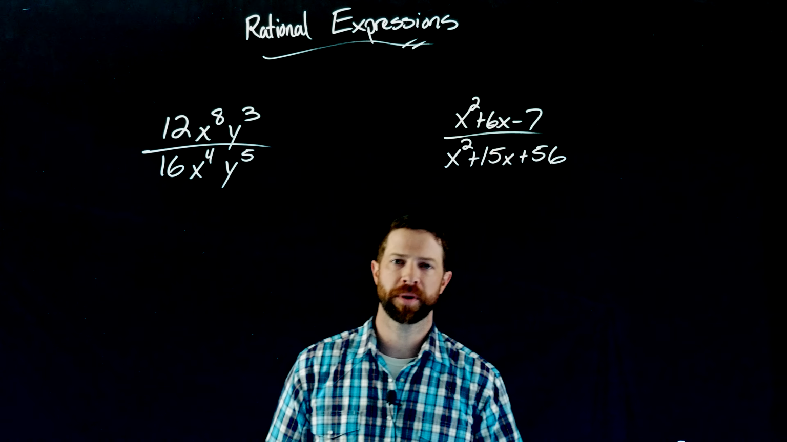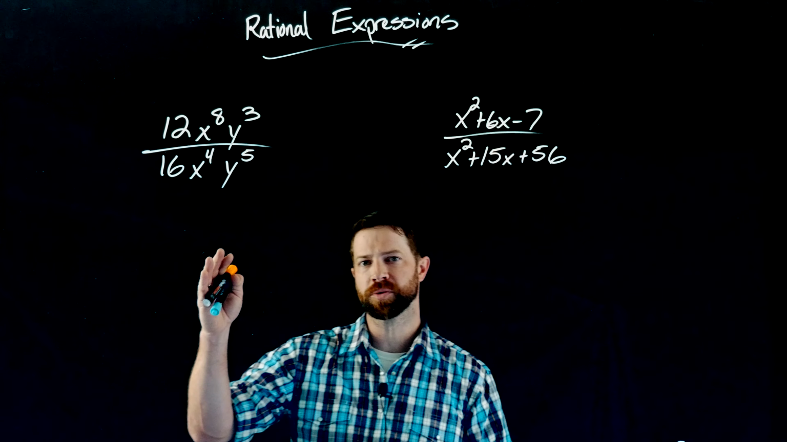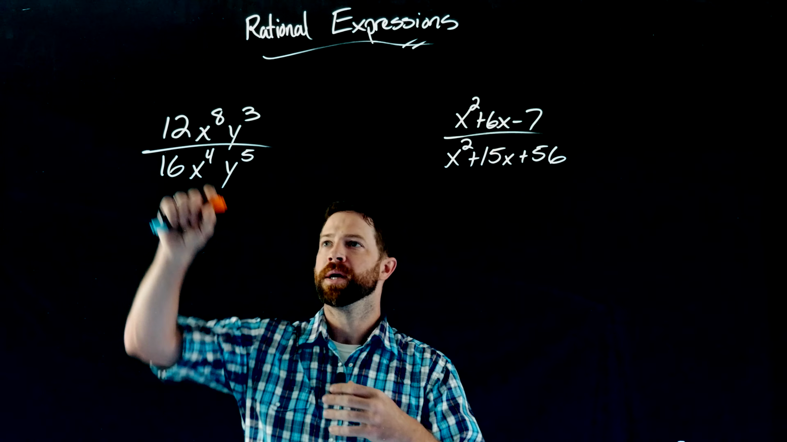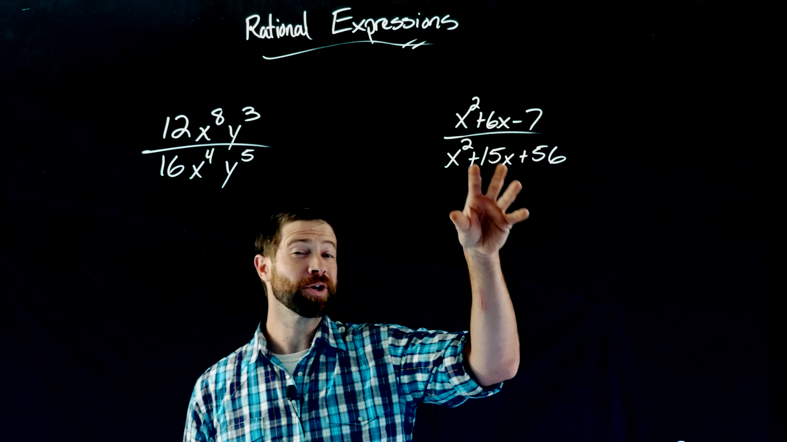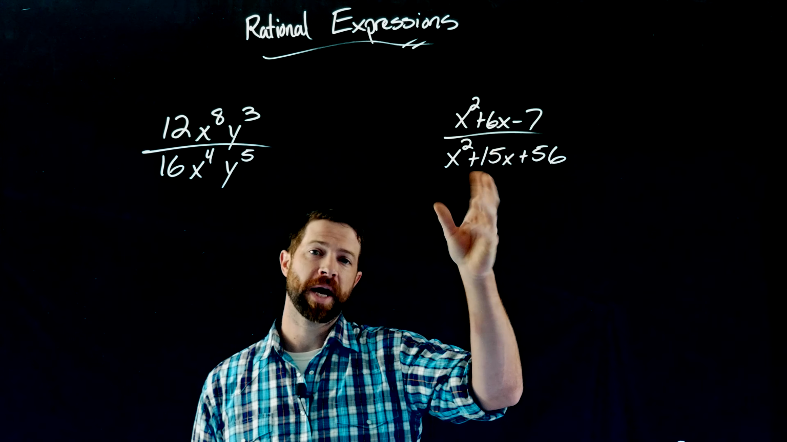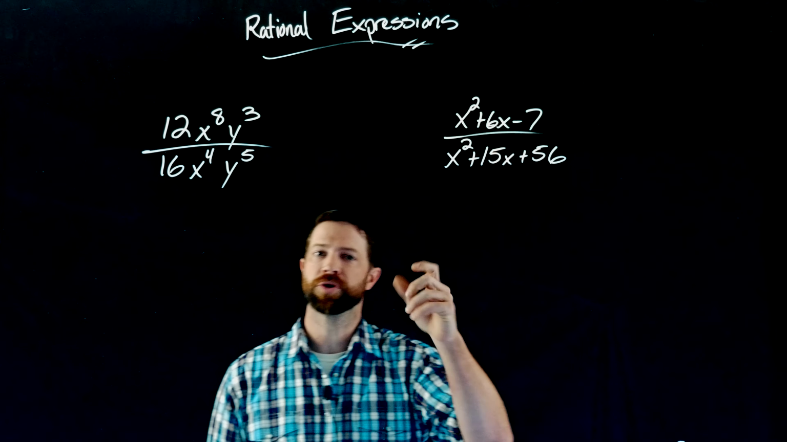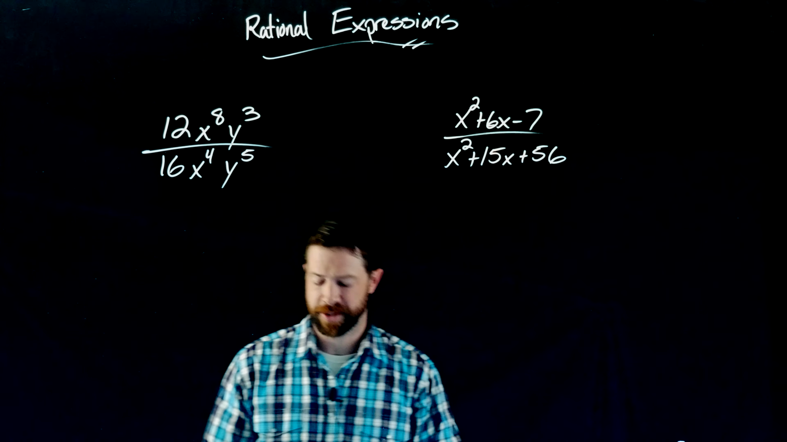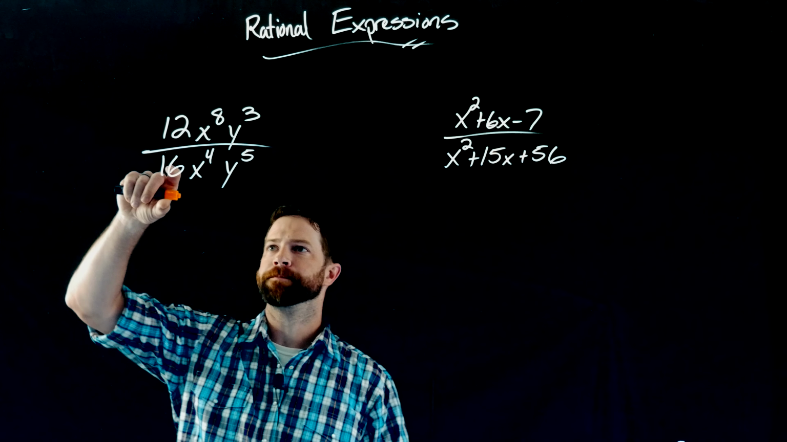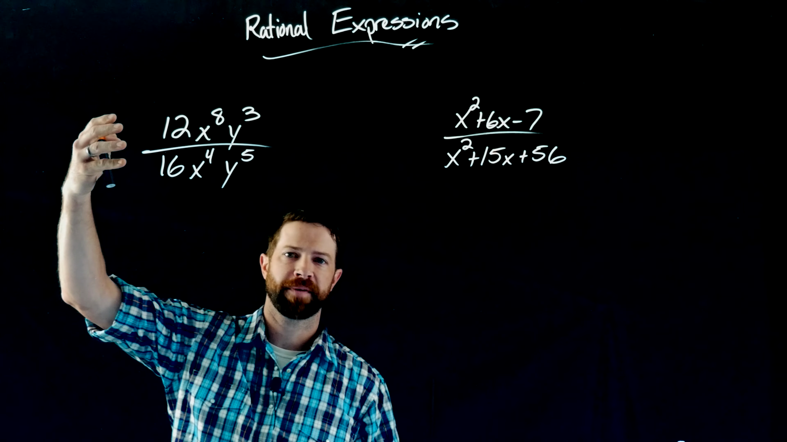The biggest difference between these two rational expressions is that in the first one, the only operation involved in the numerator and the denominator is multiplication. In the expression on the right, we have addition and subtraction going on. It creates a significantly different method for attacking this kind of expression. I'm going to quickly discuss how to simplify an expression like this.